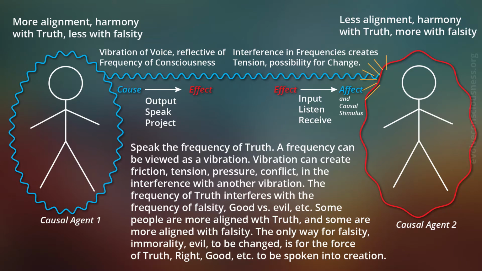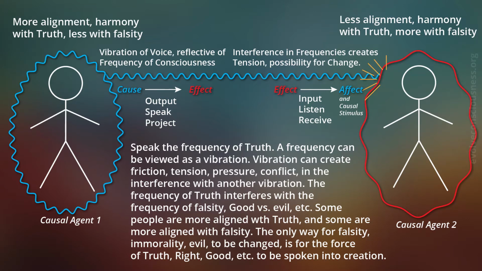So we speak the frequency of truth. A frequency can be viewed as a vibration. Vibration can create friction, tension, pressure, conflict in the interference with another vibration. If you think of the double slit experiment, the interference pattern, that's just a visual to help you understand how this works. Because in order to create change, the possibility for change, you require interference in the current modality of living, in the current modality of thinking, feeling, and acting that someone else is doing.